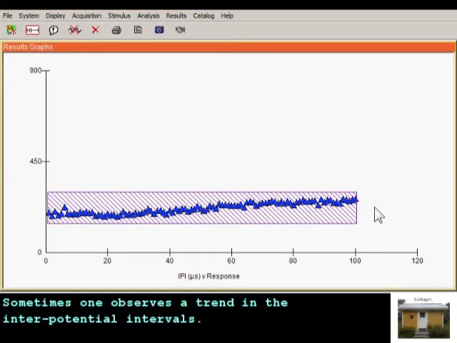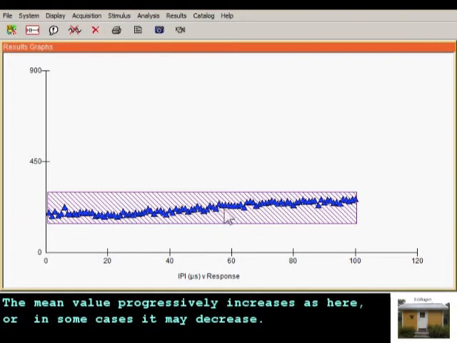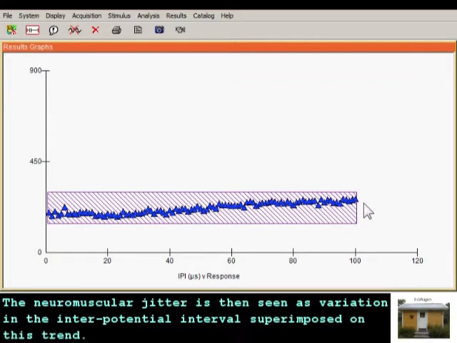Sometimes one observes a trend in the interpotential intervals. The mean value progressively increases, as here, or in some cases it may decrease. The neuromuscular jitter is then seen as variation in the interpotential intervals superimposed on this trend.